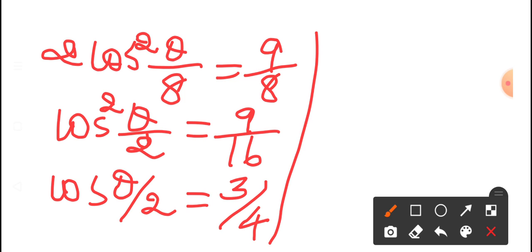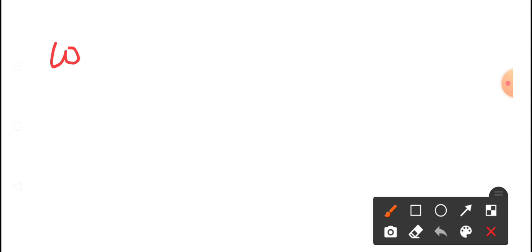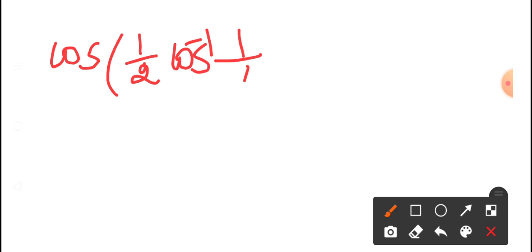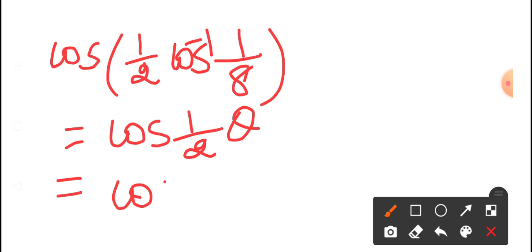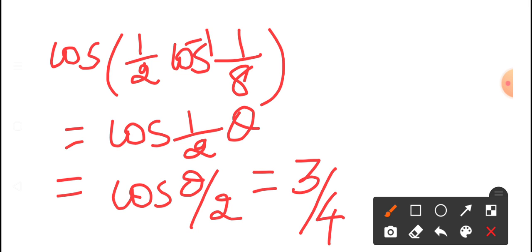In our given sum, we are going to substitute. The given sum is cos of 1 by 2 into cos inverse 1 by 8. In the starting we take cos inverse 1 by 8 as theta, so we substitute theta. So what is the answer? Cos theta by 2, just now we found the answer, is equal to 3 by 4. Now our second subdivision is over.